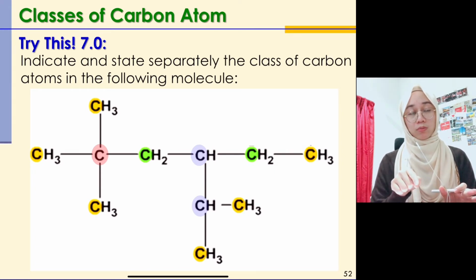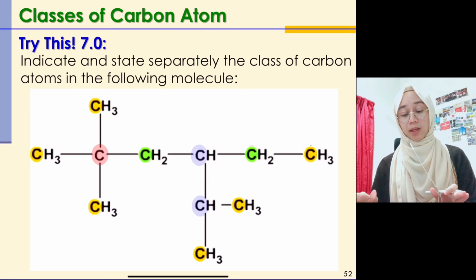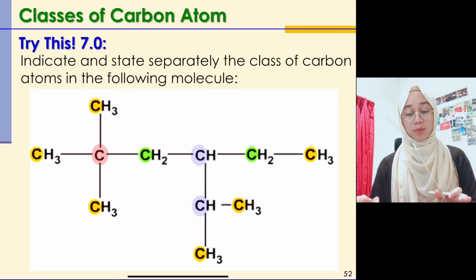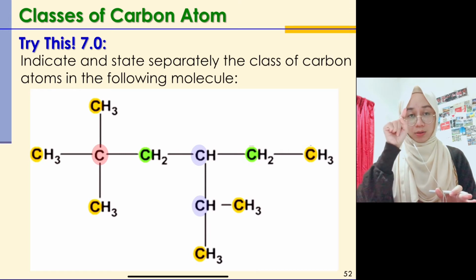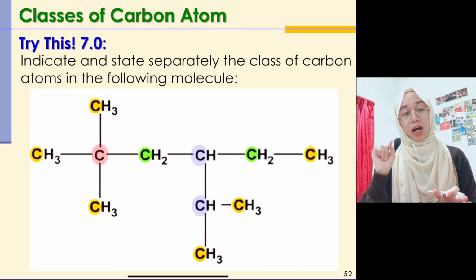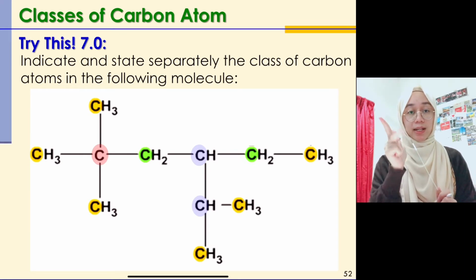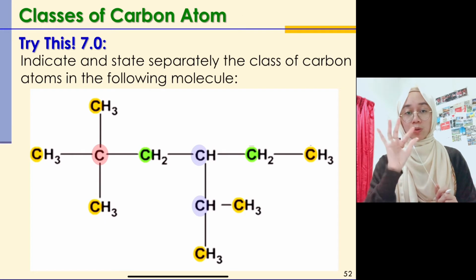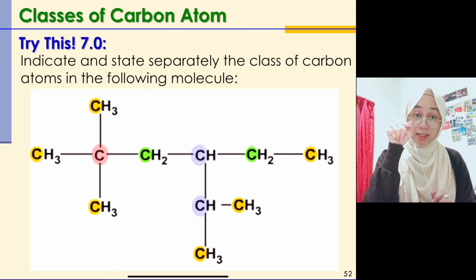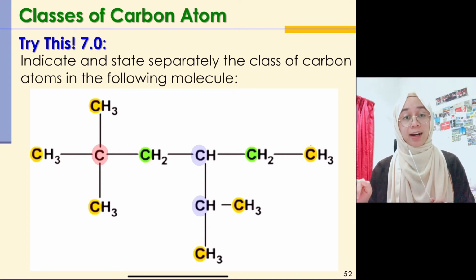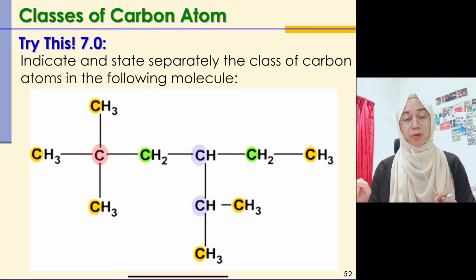So lukis balik structure ni, lukis balik the whole structure, and then kamu tulis yang macam Miss buat tadi. Tulis specifically dekat setiap carbon tu apa dia punya class. Okay, sama ada dia adalah primary, secondary, tertiary or quaternary. Tak perlu tulis dalam bentuk ayat, boleh guna nombor tu tadi dengan degree sign tu. Itu dah okey dah. Okay, so itu adalah untuk kamu classifykan dia.